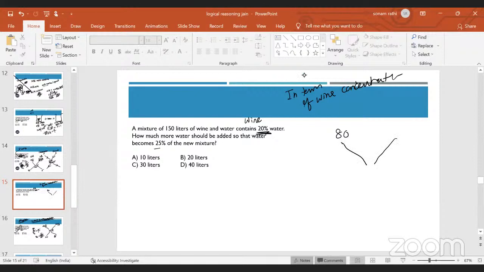Okay. You need to make 25%. This is 25% water concentration. So how much is the wine? Water concentration is 25, so wine concentration? 75. Okay, my pen is again not working.